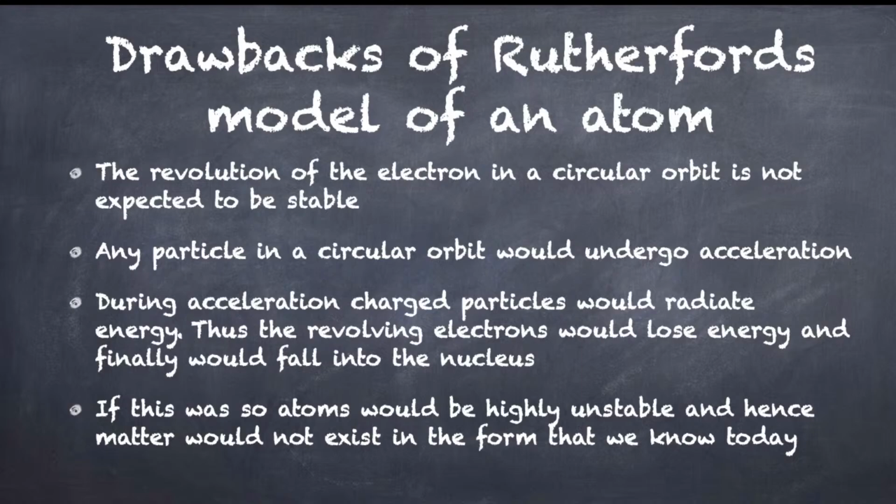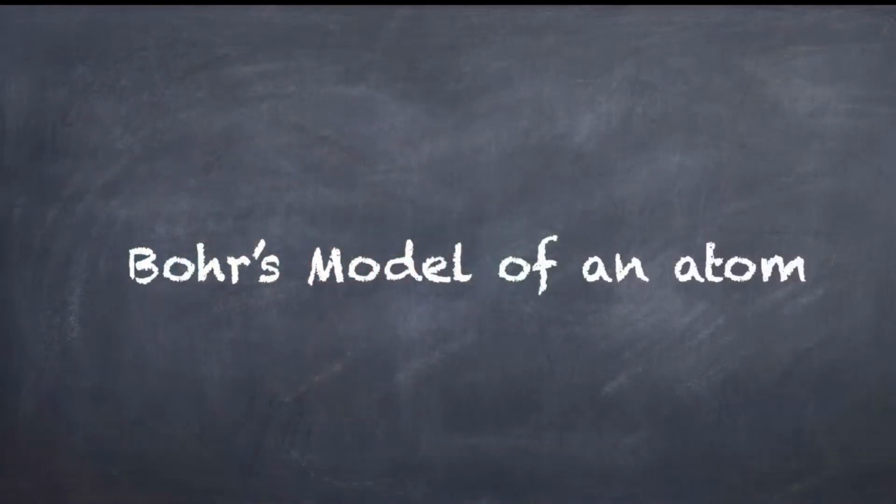If such was the case, if electrons lost their energy, how could the atom be stable? It wouldn't have been stable, but the atoms that we had were all stable. So Rutherford's model of an atom had drawbacks and was not accepted. Well, we have come so far in the structure of an atom. Our next lecture will be on Bohr's model of an atom.